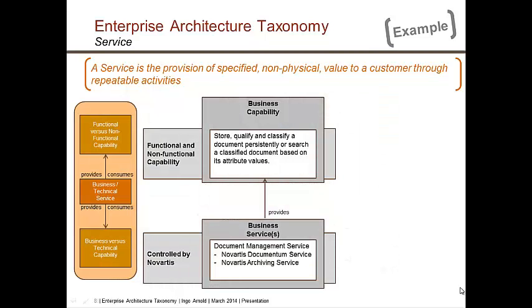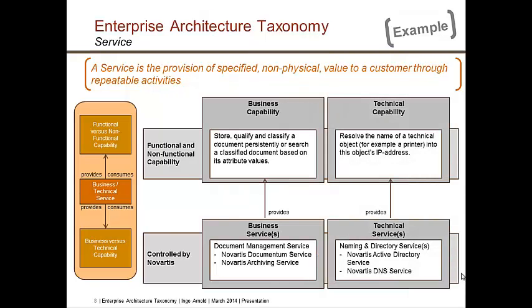Let us look also at a service example quickly. In the business service space, we could imagine services which provide document management capabilities to business users. For example, a Novartis Documentum service or a Novartis archiving service. On the technical side, we could imagine directory and naming services which we may have named Novartis Active Directory Service or Novartis DNS Service, both providing the set of capabilities we used in an example earlier. Remember that even though the chosen service names sound as if we speak about pure technical systems, a service in the EA taxonomy sense is more than just that. It is comprised of people, processes, SLAs, and many more supplementary means as outlined earlier.